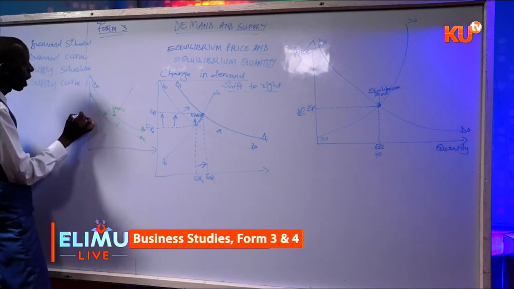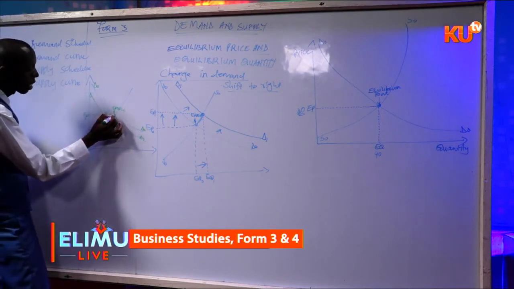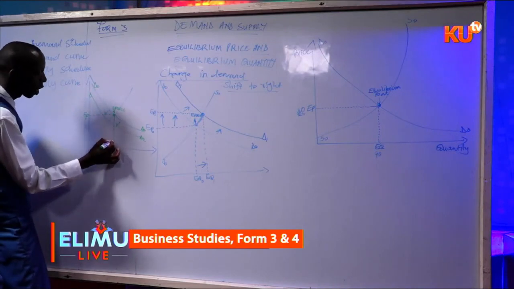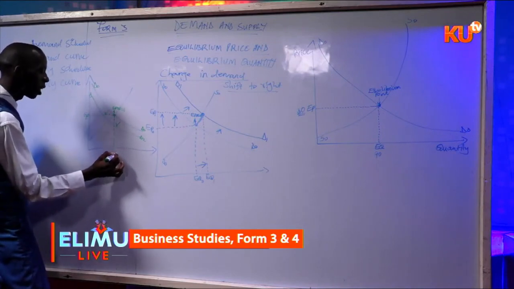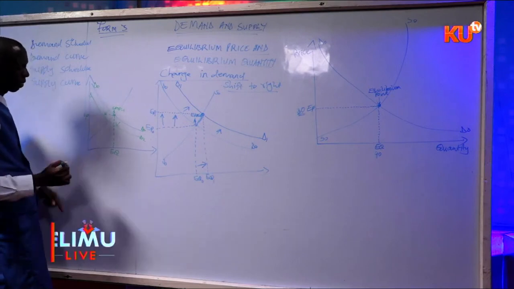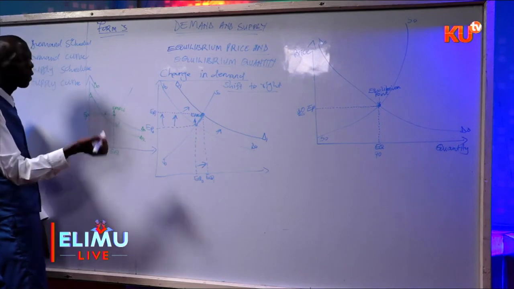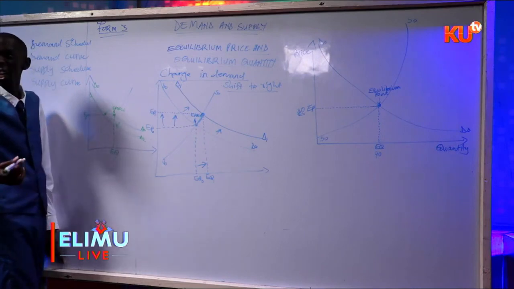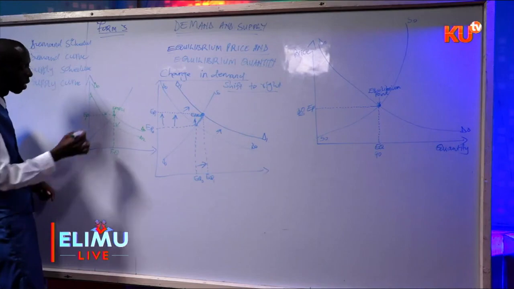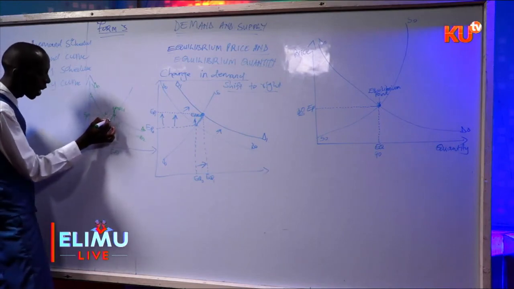This is the equilibrium price, the price at which the quantity demanded is equal to the quantity supplied. This is the equilibrium quantity. So what will happen to the equilibrium point, equilibrium price, and equilibrium quantity? The equilibrium point will move downwards and to the left.